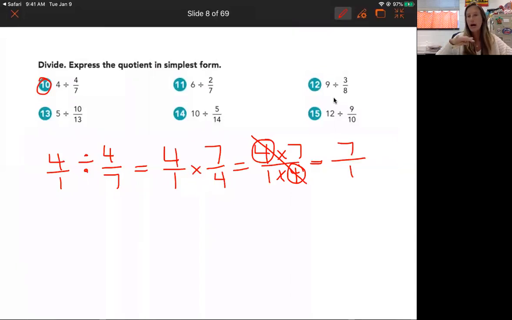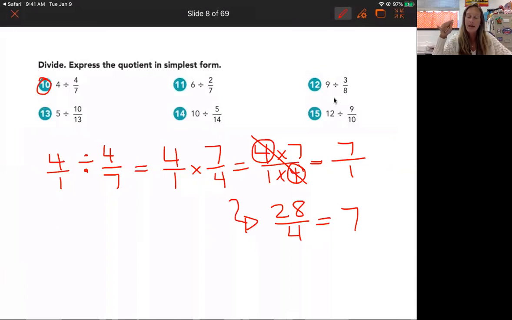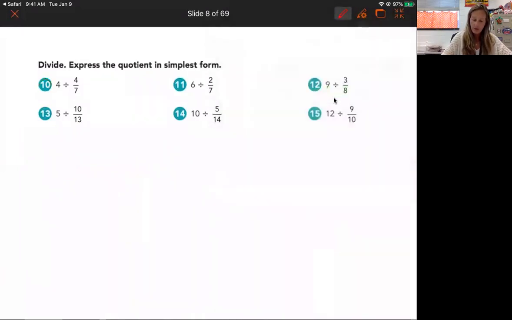If you don't know how to do that, that's okay. We're going to practice it, but you're just going to do the full-on multiplication. So do the 28 over 4, and then you would simplify from there, which still gets you to the same answer, 7. So again, these problems set you up to cross cancel, and we're going to practice that together. But if you don't know how to do that, it's okay. Do your multiplication and then simplify from there.